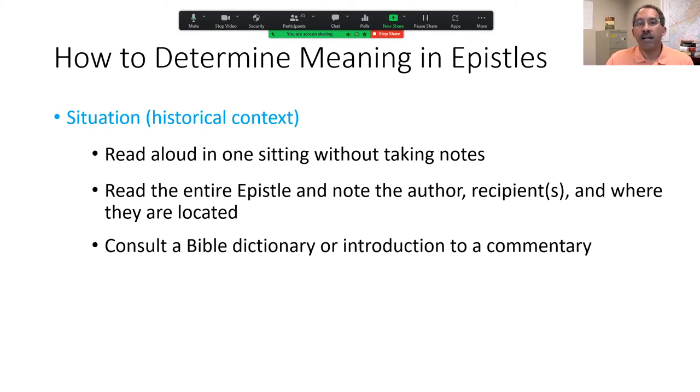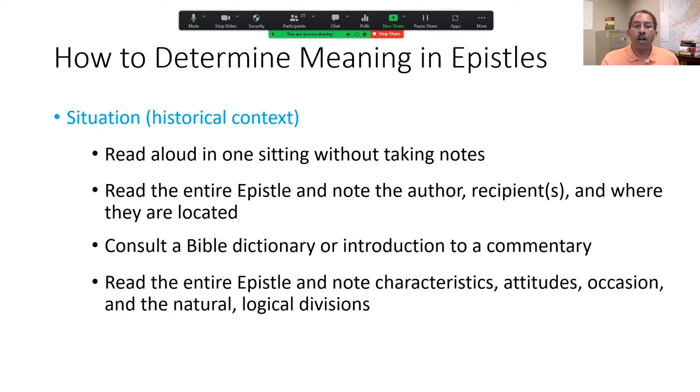Look up, if you're reading Corinthians, read about Corinthians. What kind of city was it? How large was it? Was it important in the Roman Empire? What kind of people were in it? You can find this information in a good Bible dictionary or the introduction part of a commentary. Most of the time, almost all the time, a good Bible dictionary will give you information and confirm information that you've already read.